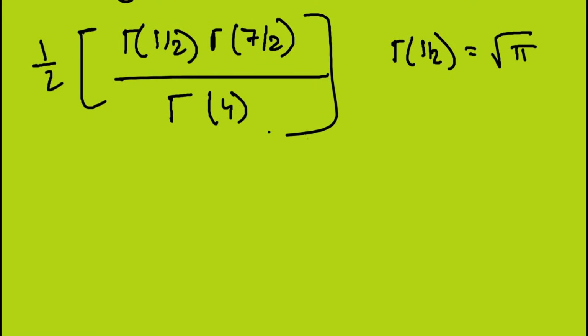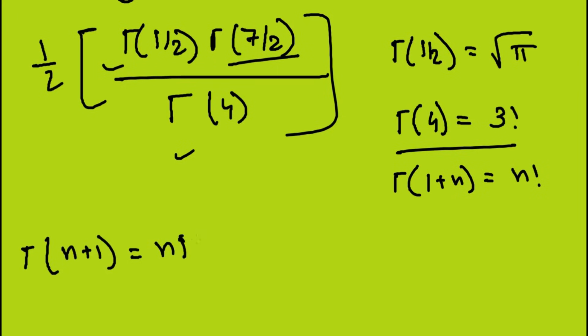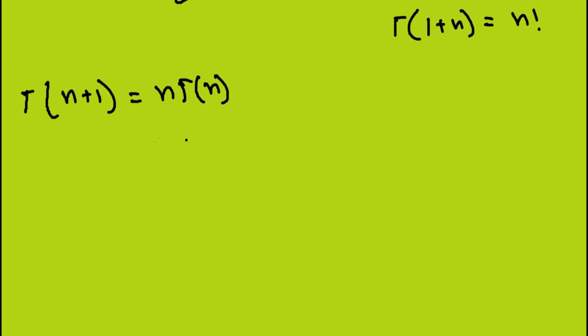So now what is gamma 4? Gamma 4 equals 3 factorial. I have said that gamma 1 plus n can be written as n factorial, hence gamma 4 is 3 factorial. So I know this. Now how to calculate gamma 7 by 2? This is also very easy. Gamma n plus 1 is equal to n gamma n. This is how we will reduce gamma 7 by 2 into a solvable form.